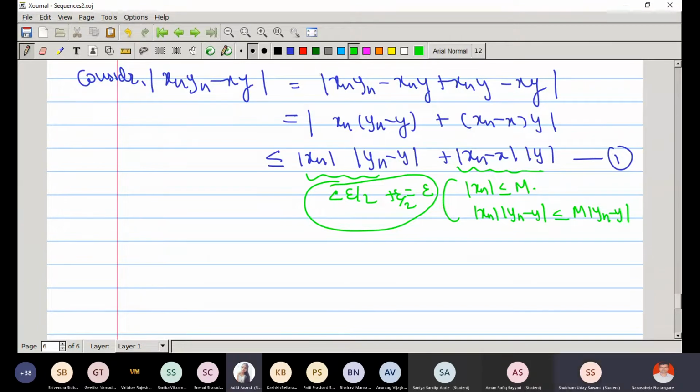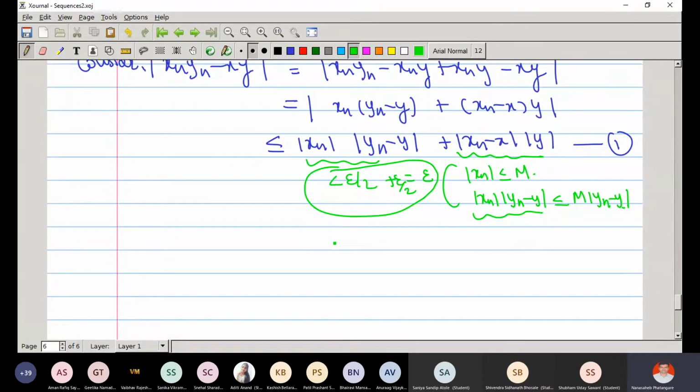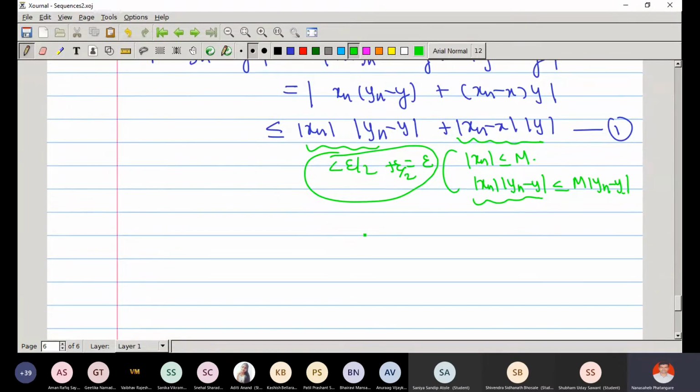Yes, sir. Now, can I make the first term less than epsilon by 2? Yes, sir, by making absolute value of yn minus y less than epsilon by 2m. Very good. If you make absolute value of yn minus y less than epsilon upon 2m, then ultimately this term would be less than epsilon by 2. So now I can get some idea how to proceed. What should be my next statement?